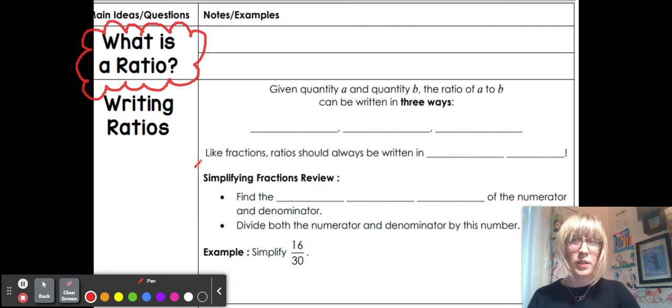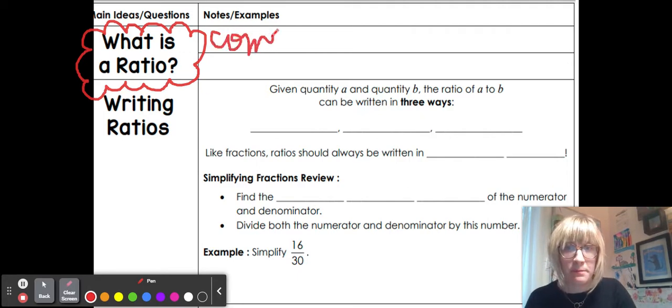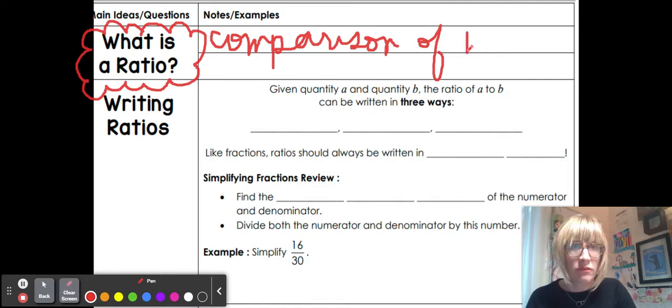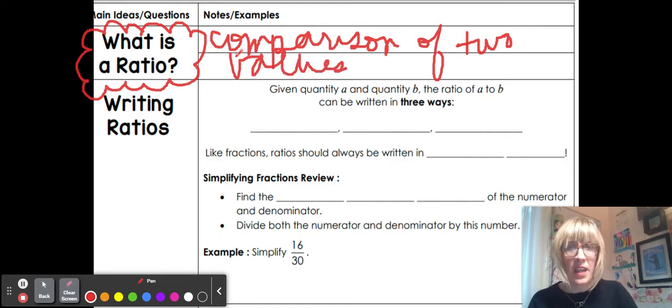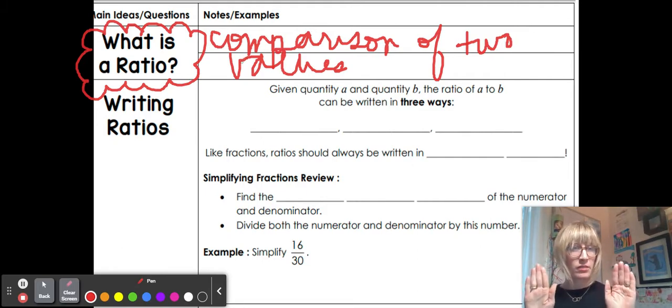Hey team, so in this video here, we're going to be thinking about ratios, starting with what is a ratio? Well, a ratio is simply a comparison of two values. So go ahead and if you need to pause your notes, you can pause them and write that in. So when you have a comparison of two things, right?